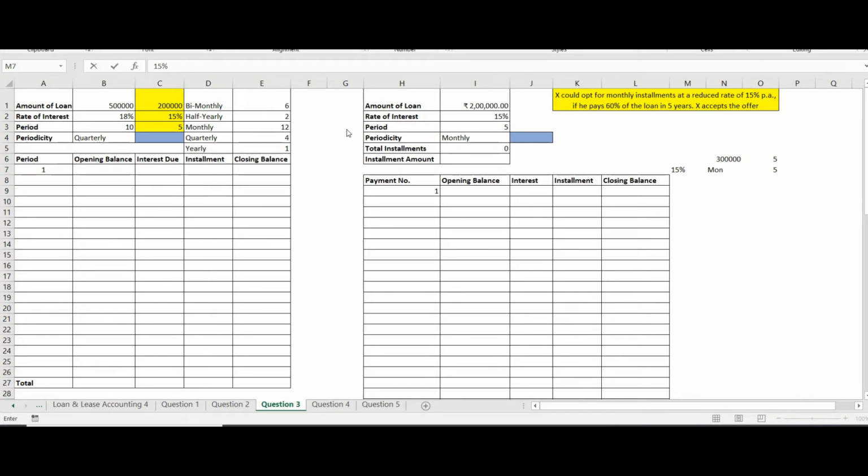I'll repeat the question if you still feel confused. Okay, a person took a loan of 5 lakh at 18% rate, which will run for 10 years in quarterly installments. Okay, quarterly means what is the periodicity? We look up, you look for quarterly, comma, where do you look up for? In this table.